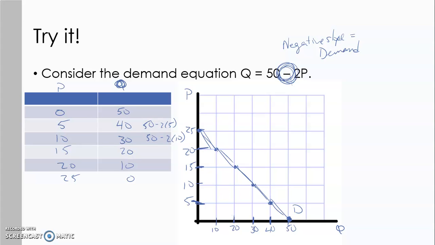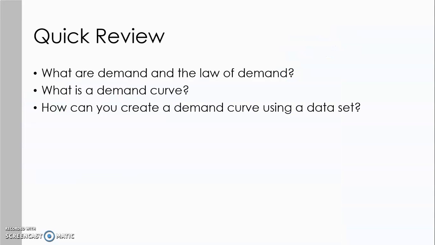So we created a demand schedule, we graphed it, and we verified that this is a demand function by looking at the negative slope. So, do you remember what demand is and what the law of demand is? Do you remember what a demand curve is? And do you remember how you can create a demand curve using a data set?